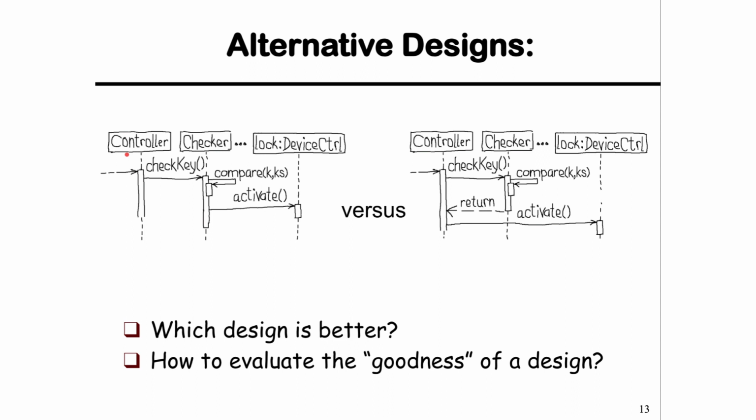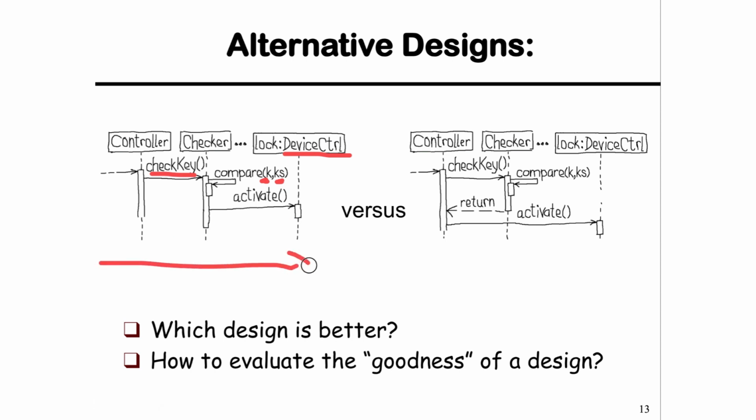In the first one, you see controller, checker, and lock device control. The flow of data and control is from the controller. Then there is this function that asks the checker to check for the validity of the key. Then the checker component or object compares the entered key with the one stored in the database. And then, assuming the success scenario, this checker activates a lock device controller to unlock the door. This is one scenario.